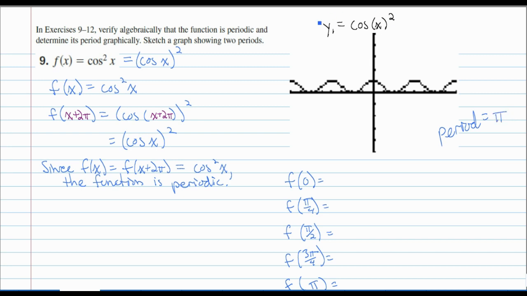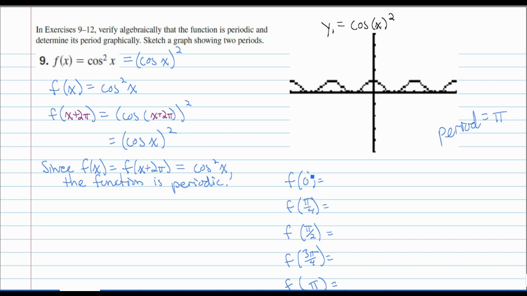Oh, and this is how I would enter this into my calculator. Your calculator is programmed to understand that a square after a closed parenthesis around the x means that you're squaring the whole function. It knows that. If you wanted to square just the x, you would need a square on the inside of the parentheses. So this will produce the correct graph on your calculator.